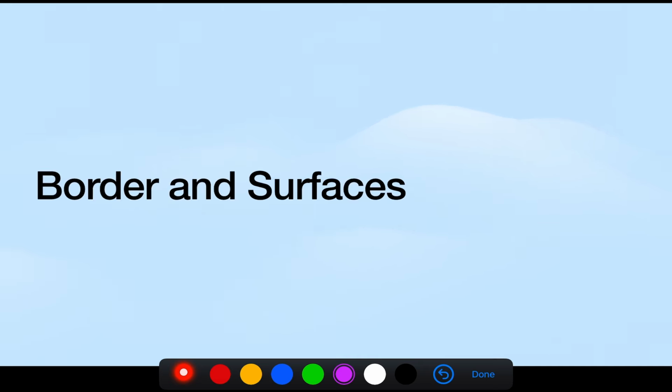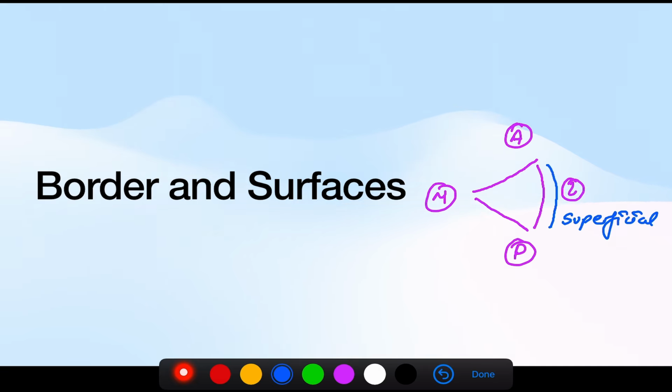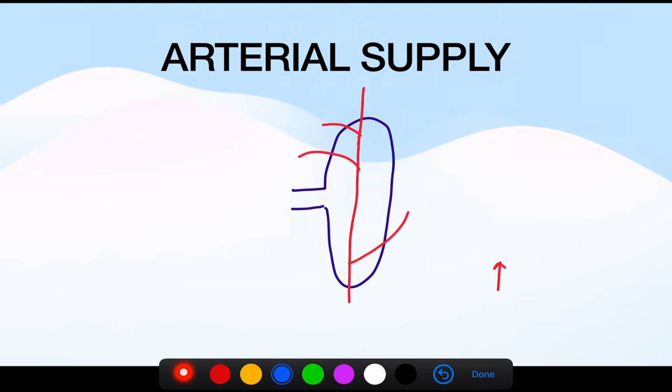Coming to the borders and surfaces, so basically if we simulate it as a triangle, there will be lateral, this is the medial side, anterior and posterior. And for the surfaces, this surface will be superficial, this will be posteromedial, and this will be anteromedial surface.